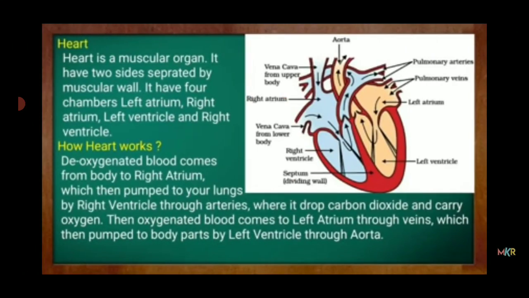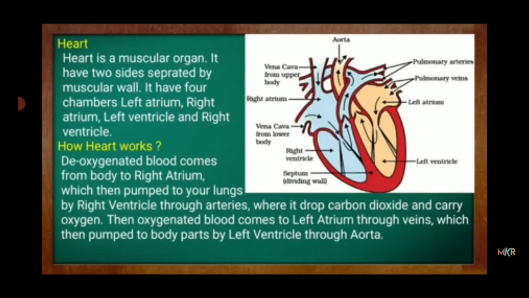Now the heart. Heart is a muscular organ. It has two sides separated by a muscular wall. It has four chambers: left atrium, right atrium, left ventricle and right ventricle. So how does the heart work?